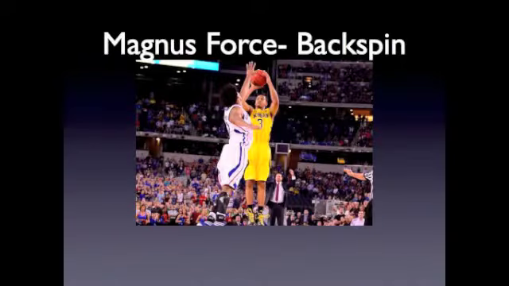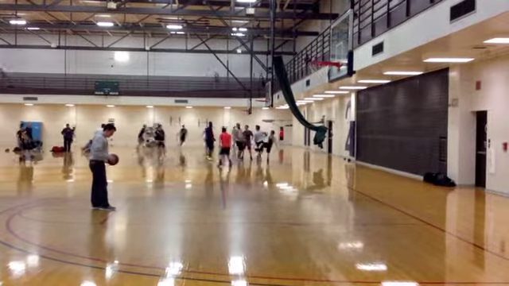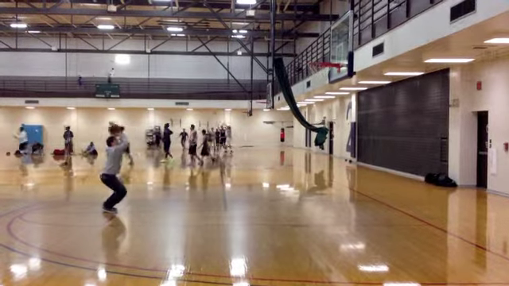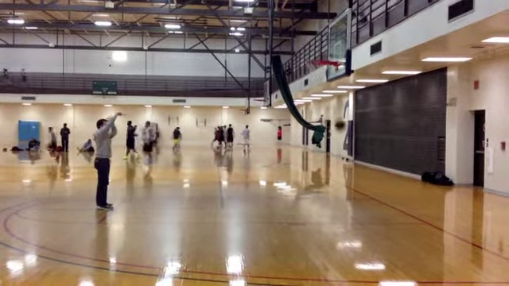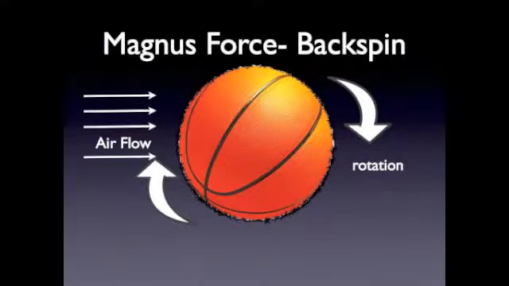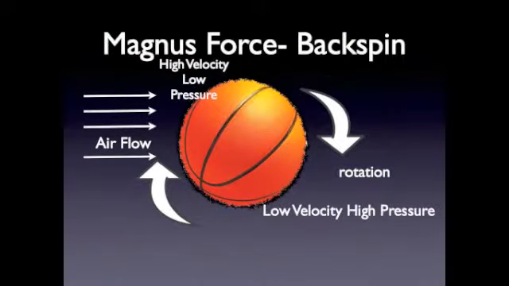Our next topic is the Magnus force placed on the ball due to the backspin of a shot. This time, as you watch the shooter shoot, watch the spin of the ball. You should see that it spins towards the shooter. Since the ball is spinning in the same direction as the airflow at the top of the ball, the velocity increases and the pressure decreases.